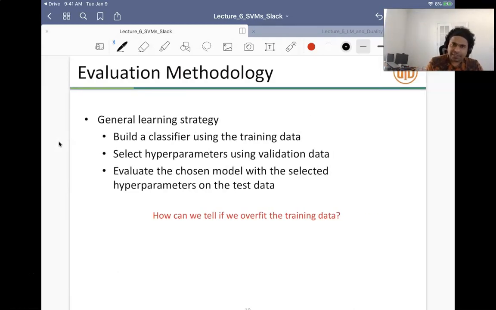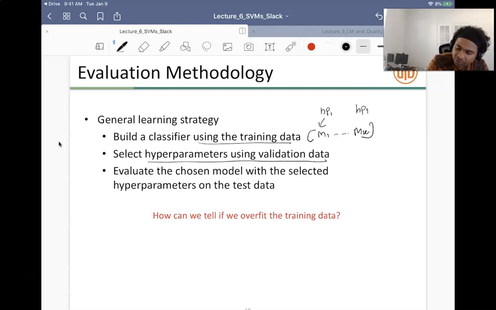Okay, so this is going to be the general strategy. I build a classifier on my training data. I select my hyperparameters using my validation data. So I have M1 to MK, as I said, and each of my models is with a hyperparameter configuration, let me call it HP, hyperparameter configuration 1 to hyperparameter configuration C. For example, each of these are different values of C, so C1 to CK.